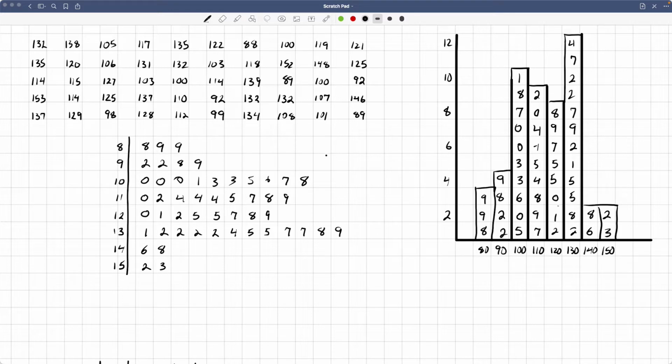So here I have a list of the weights of 50 students in gym classes from all across the country. And one of the ways that we can organize the data for something like this is to use what's called a stem and leaf plot. So we have a stem and then we have a leaf.